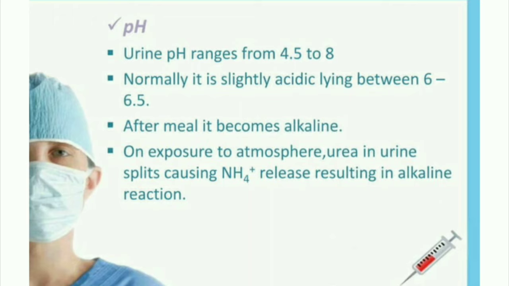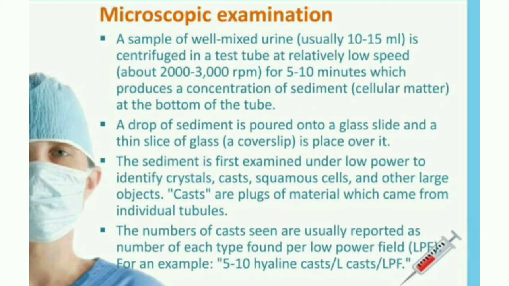pH. Urine pH ranges from 4.5 to 8. Normally, it is slightly acidic, lying between 6 and 6.5. After a meal, it becomes alkaline. On exposure to atmosphere, urea in urine splits, causing ammonia, NH4, release, resulting in alkaline reactions.